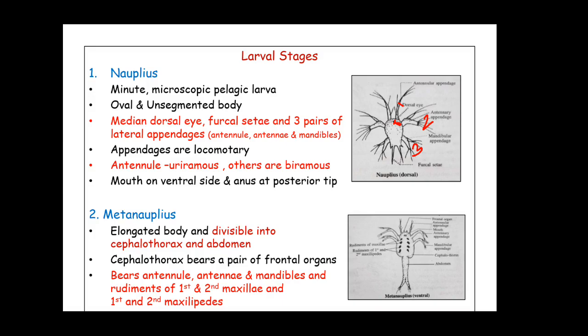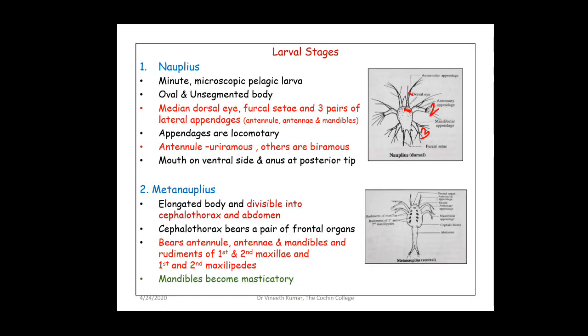The nauplius larva undergoes many molting processes, and after many moltings it emerges into the next larval stage, which is called the metanauplius larva. You can see the differences between nauplius and metanauplius in the figure itself. The body has been elongated from the nauplius, and it is now divisible into two regions: the cephalothorax, a somewhat oval structure, and the slender abdominal region.